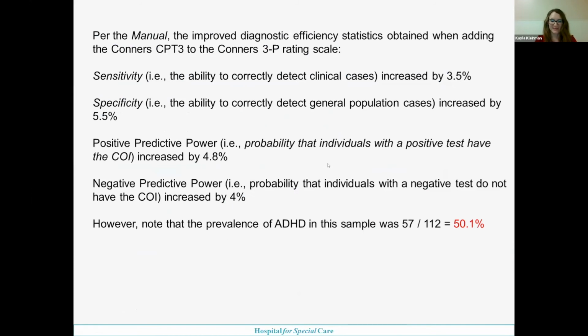So per the manual, this is a lot of information about how the scores were combined, the CPT-3 scores and the Conners parent rating scales. But I think the most important thing to point out here is the sample that was used. So in the manual, the sample prevalence of ADHD was 57 out of 112. So about 50% of the participants in the Conners sample had ADHD.